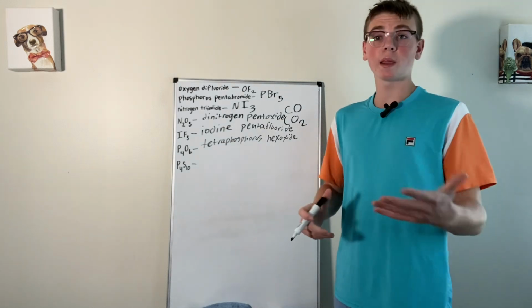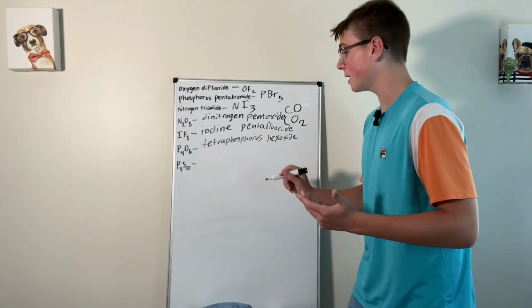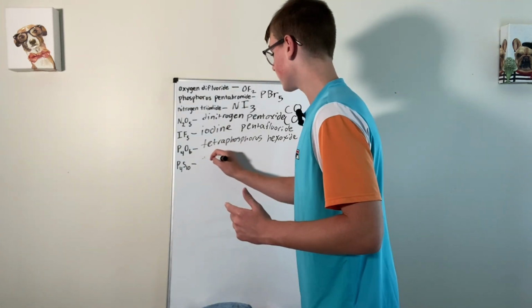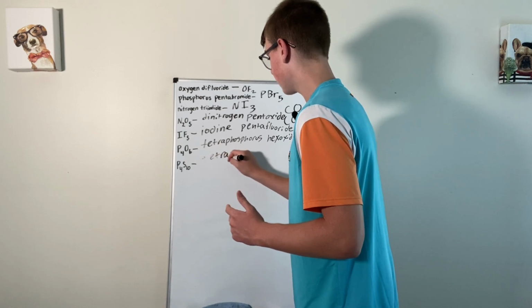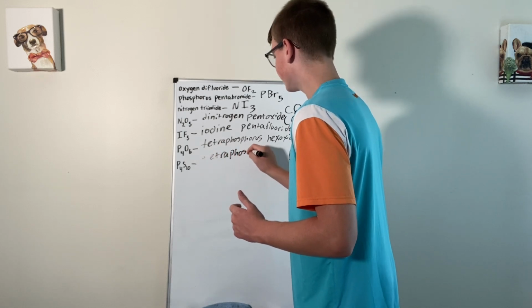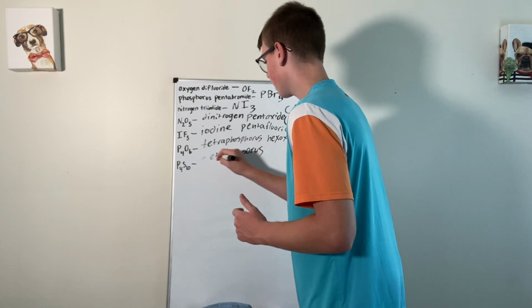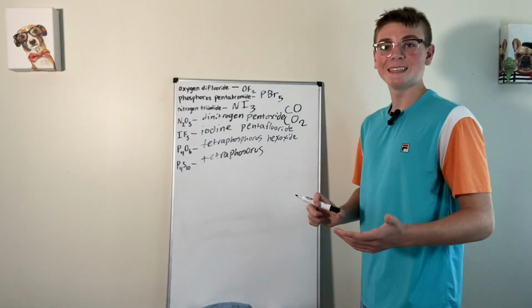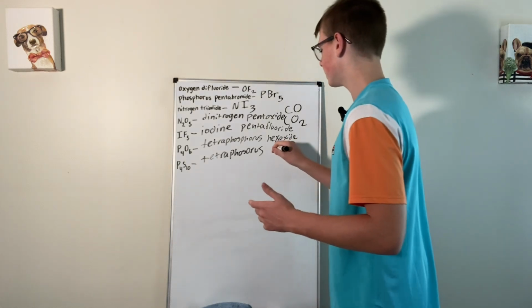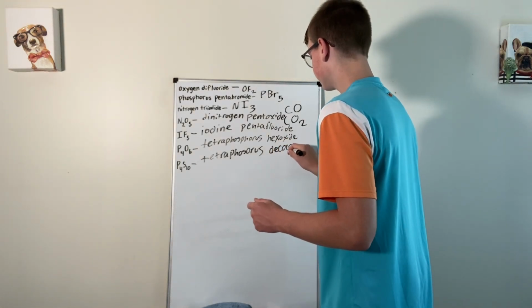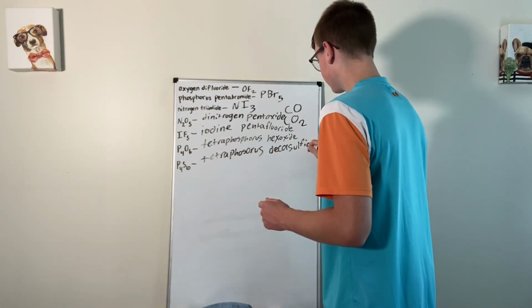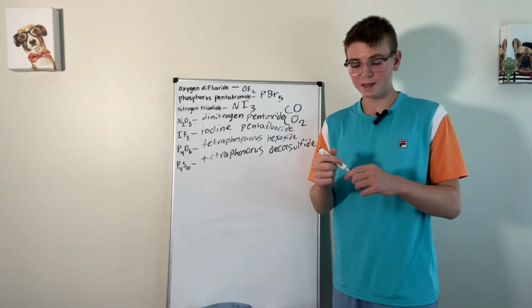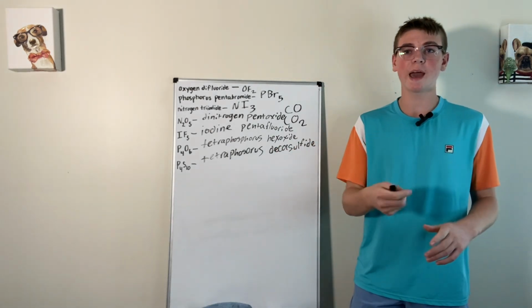Okay, and then our last example is P4S10, which would be tetraphosphate. Oh, tetraphosphorus, sorry. Tetraphosphorus, and then decasulfide. Okay, so it is simple as that.